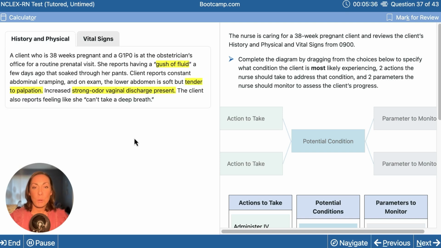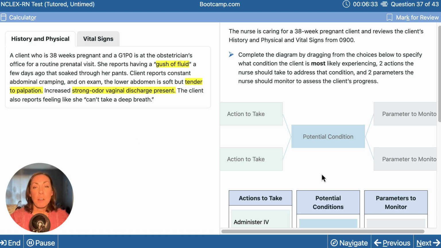We have this strong odored vaginal discharge, which should never be present, right? A strong odor can indicate infection. The client also had this gush of fluid, which could be her membranes or her amniotic sac that is ruptured, and that means that it ruptured several days ago. Her abdomen is also tender to palpate, which could be because of inflammation from infection. And of course, we saw in her vital signs that elevated temperature, respiratory rate, and heart rate, which all indicate a possible infection. So let's keep that in mind as we look at our potential conditions.